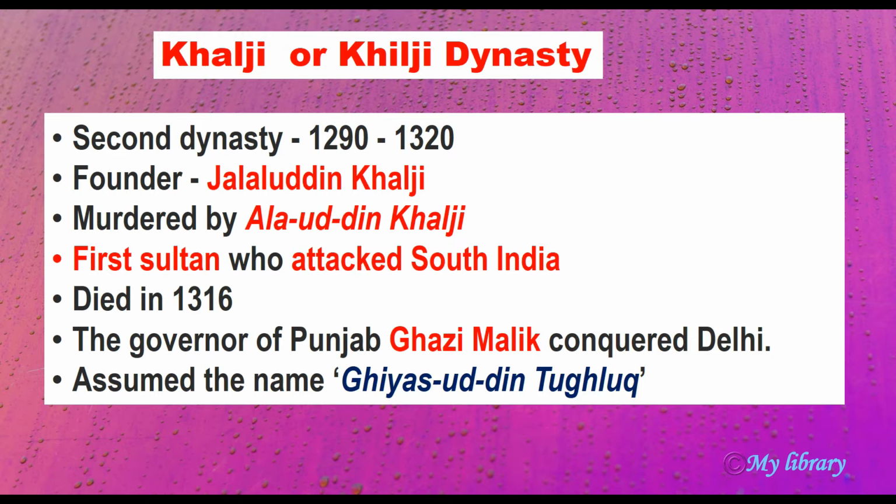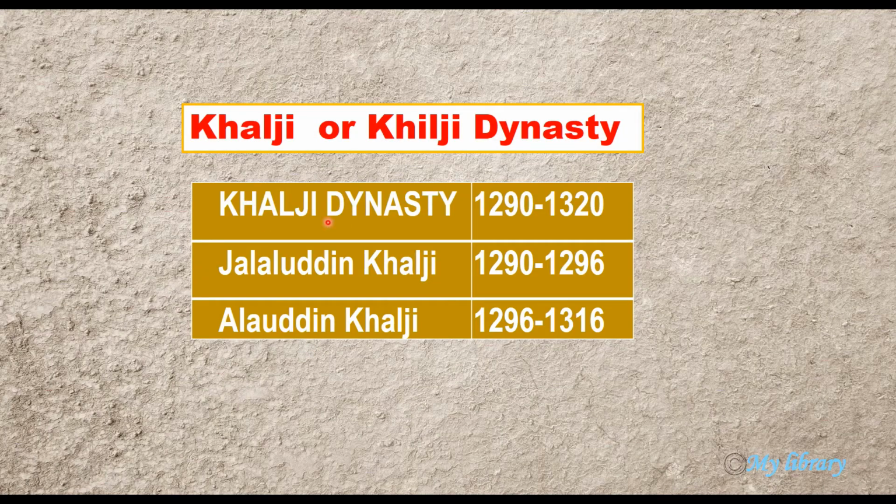Alauddin Khilji died in 1316. Successors of Alauddin Khilji were weak rulers. Eventually, in 1320, the governor of Punjab, Ghazi Malik, led a group of nobles, conquered Delhi and captured the throne. He assumed the name Ghiyasuddin Tughluq at Delhi and founded the Tughluq dynasty. See, important rulers of the Khalji dynasty: Jalaluddin Khalji and Alauddin Khalji.